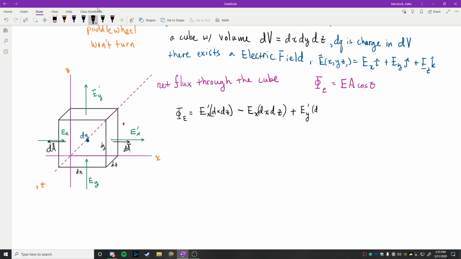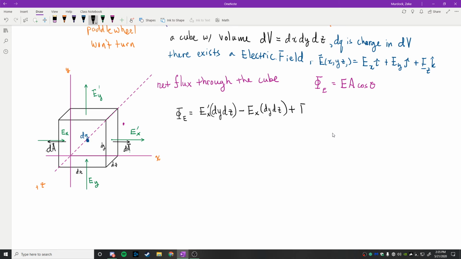Oh my god, I'm so sorry for being confusing. This is wrong. I'm going to rewrite it because I want to do it right. The flux through the right face is Ex prime times dA, and dA is dy by dz on this surface, so this is times dy dz. Does that make sense before I go on? That would be the flux through the right surface. Then the flux through the left surface is this, but negative. The value of the electric field on the left side is Ex, and we multiply this times the area of that face, which is dy dz.